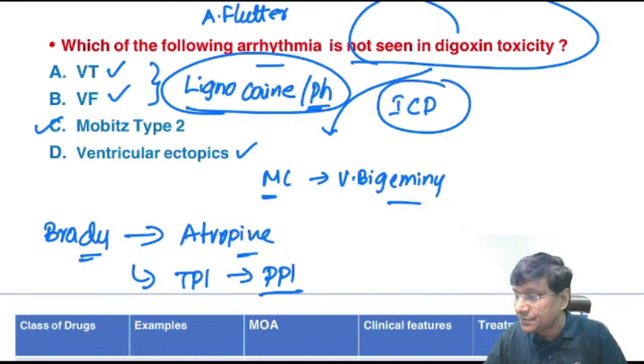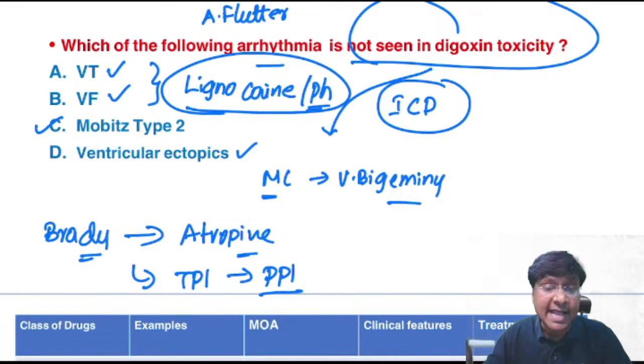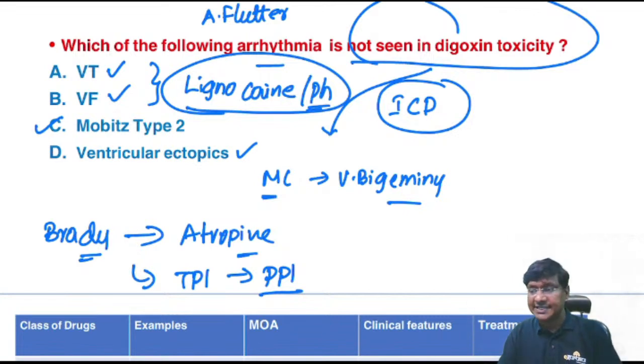So implantable cardioverter defibrillator should be given for what? That is given for those individuals who are having refractory ventricular arrhythmias. In spite of giving lignocaine or phenytoin, even if we give magnesium also, in spite of that, if the ventricular arrhythmias are not subsiding, then we need to place the individual on the ICD. That is implantable cardioverter defibrillator, right?